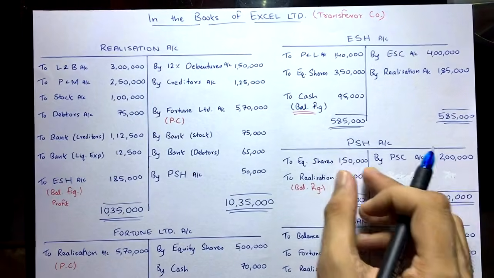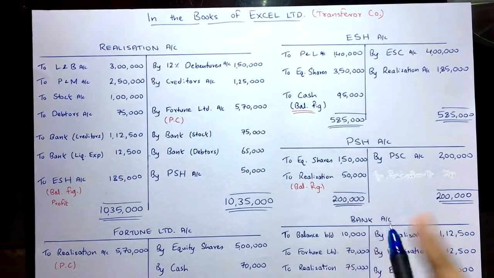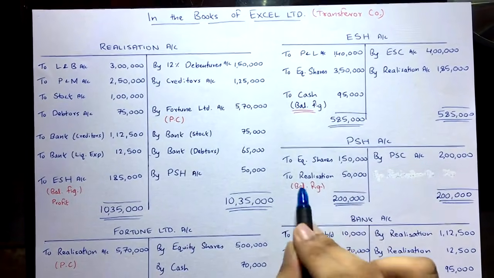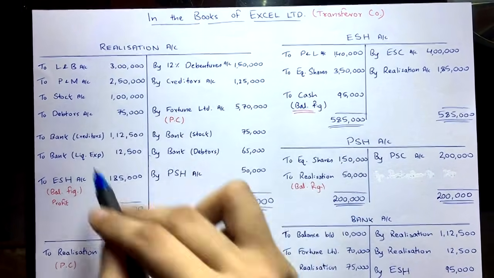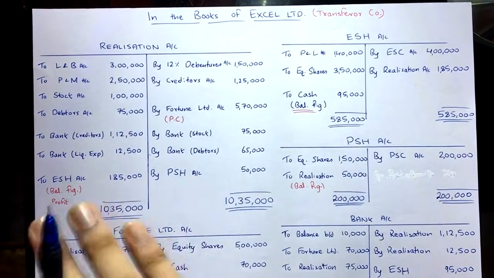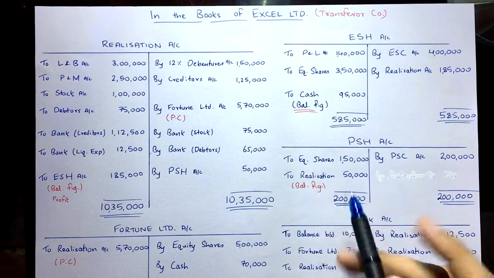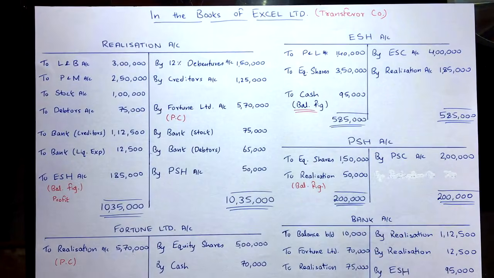Here it is 2 lakh, here it is 1,50,000. 50,000 का difference आ रहा है. 50,000 difference is coming, balancing figure. So that balancing figure will hit the realization account. That is why I told you, don't close the realization account in a hurry. Pause the realization account, right? Don't close it. Complete the preference shareholder account and then see whether you are getting any balancing figure over here, because you have to do cross posting of that in the realization account.